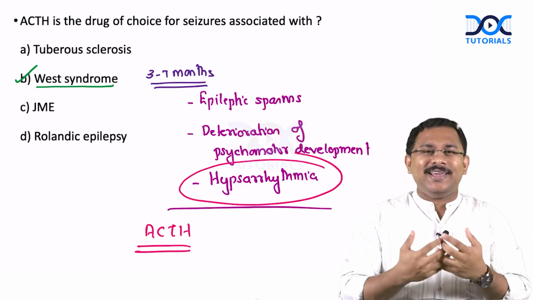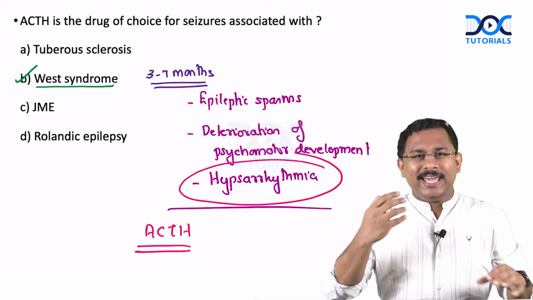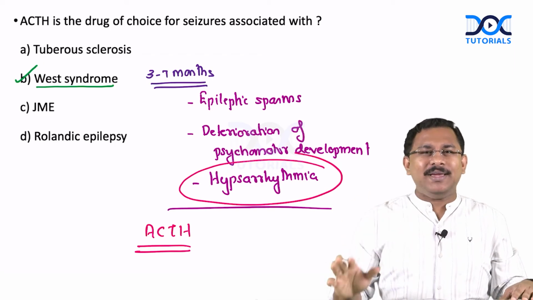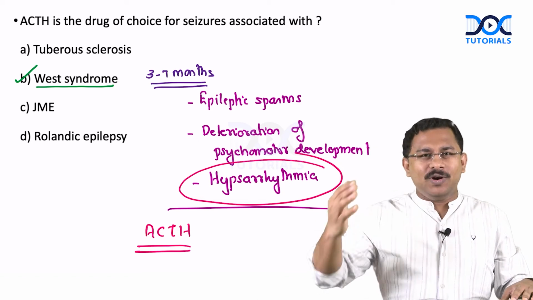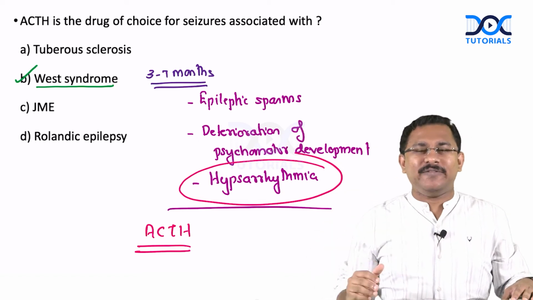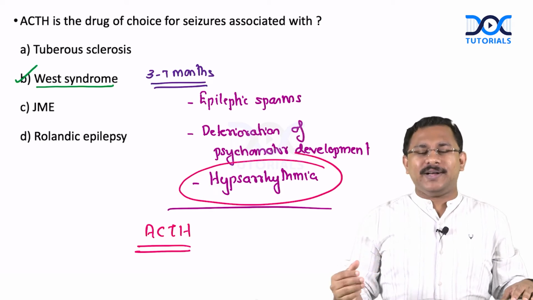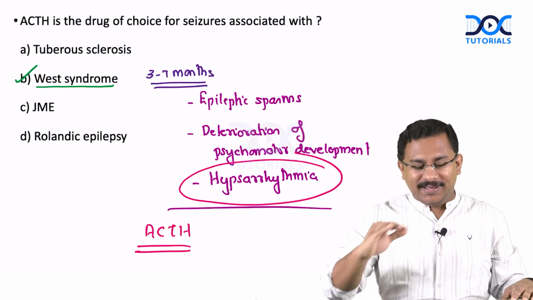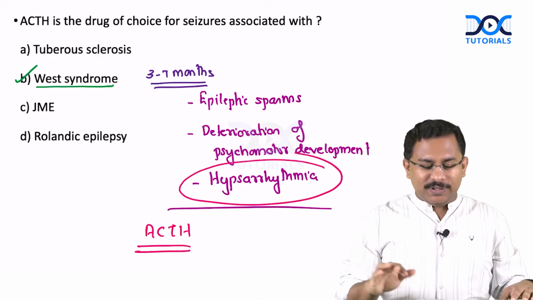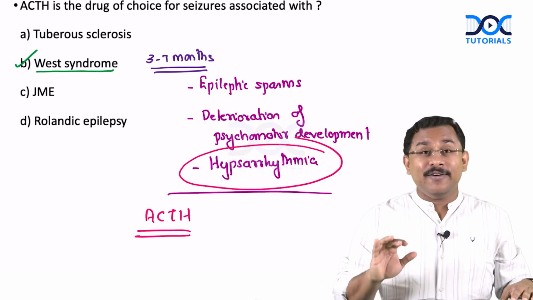That is what is commonly referred to as the hypsarrhythmia pattern, a very shabby, dirty looking EEG with so much of small waves, high voltage waves, spikes, sharp waves. That is what you get in case of hypsarrhythmia. In between you can have periods of attenuation as well. Okay, so for this question the answer is going to be West syndrome.